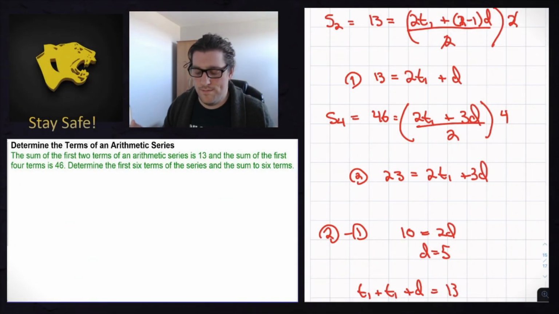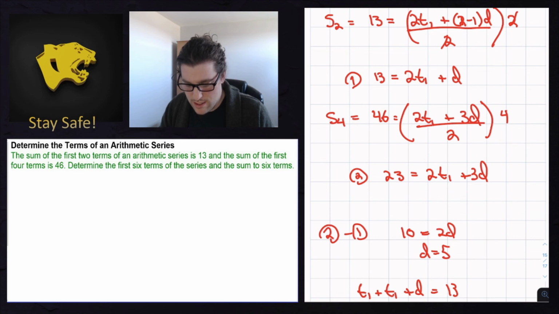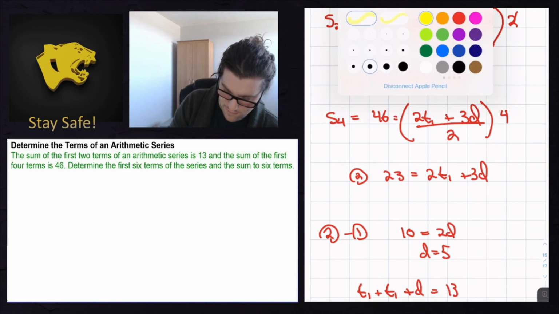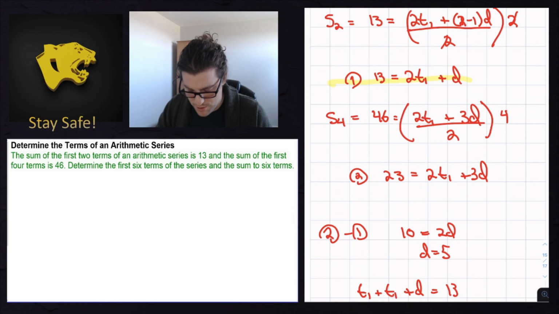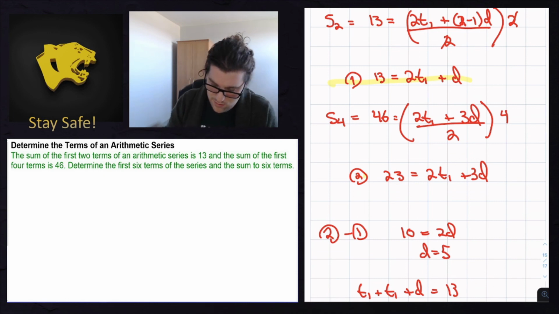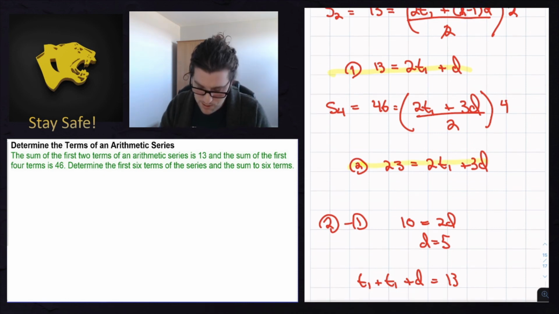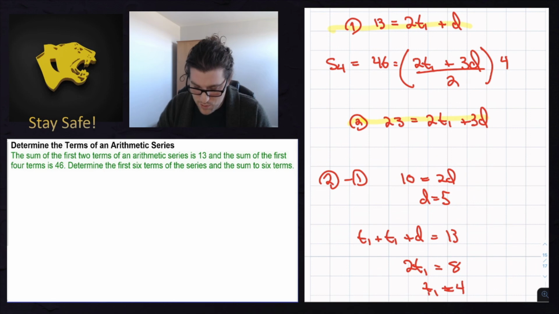So do the sum of 2, and so that's 13 according to what the question says. If we put in our general formula and plug in an n value of 2, then it gives us equation 1 that we have right here. If we do the same thing for the sum of the first 4 terms, it's equal to 46 according to the question. Put it into our general equation, and then it will give us our second equation that we have right here. Subtract equation 1 from equation 2.